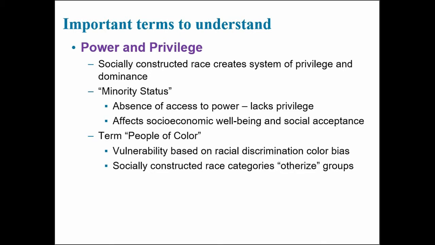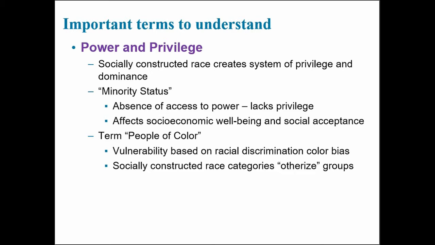Some additional important terms to understand include power and privilege. So socially constructed race creates systems of privilege and dominance. Something the text terms minority status is an absence of access to power. So a group of people, a community that lacks privilege, affects socioeconomic well-being and social acceptance. So we see differences based on household income levels, individual incomes, for example. So these things affect socioeconomic well-being and are really categorized in this privilege and dominance hierarchy.